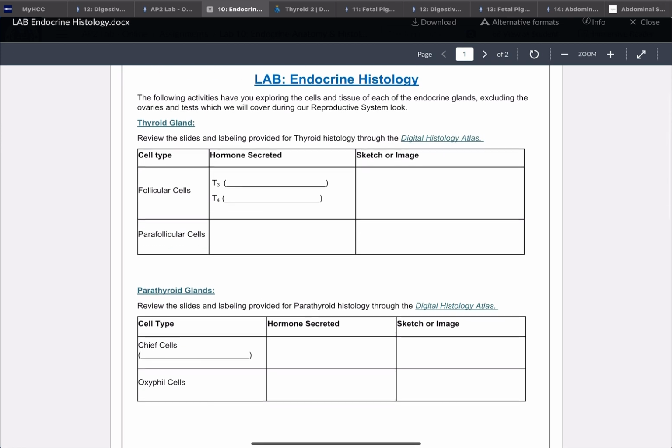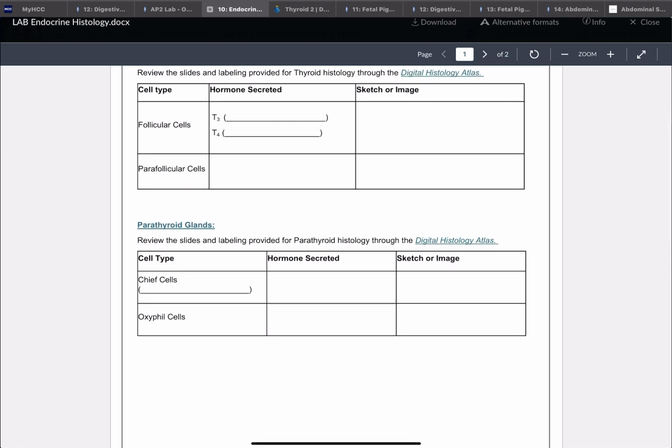So the same thing when you're going through this lab, you would have the parathyroid gland. You would want to click on that, scroll through the images at the bottom until you find your chief cells and your oxyphil cells. I'll go ahead and tell you now that for oxyphil cells, they don't know what the function is, so there's no known hormone that's secreted from there.